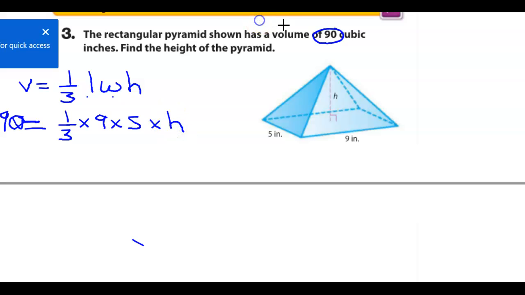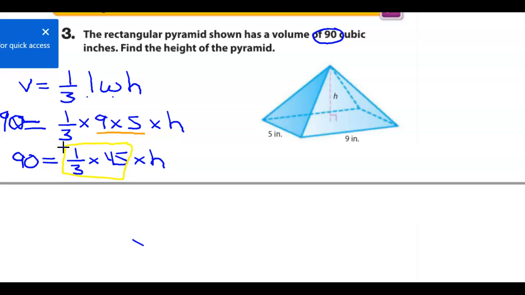You guys can see right away that if you do 9 times 5, that's the base, that's going to be 45. So I'm going to rewrite this equation and say 90 is going to be equal to 1/3 of 45 times the height. Let's take care of 1/3 of 45 before we do anything else. 1/3 of 45 is just going to give me a 15, right?